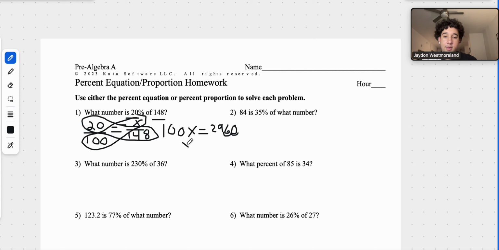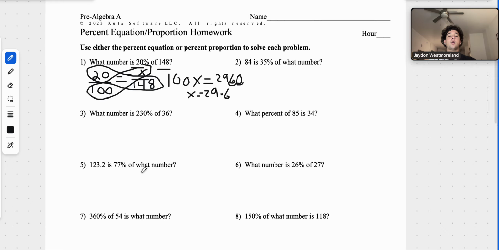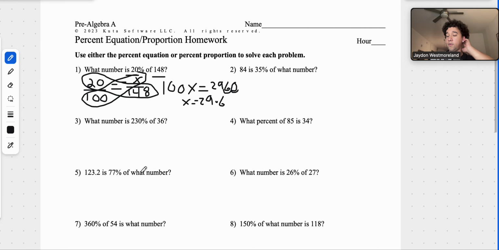And we're going to get x is equal to 29.6. All right, and we'll not go through all of these because there's a lot. We'll just go through the first few. So this next one here, 84 is 35% of what number? Okay, the more you do these, you're going to start building some pattern recognition. Specifically, of usually is followed by the total.